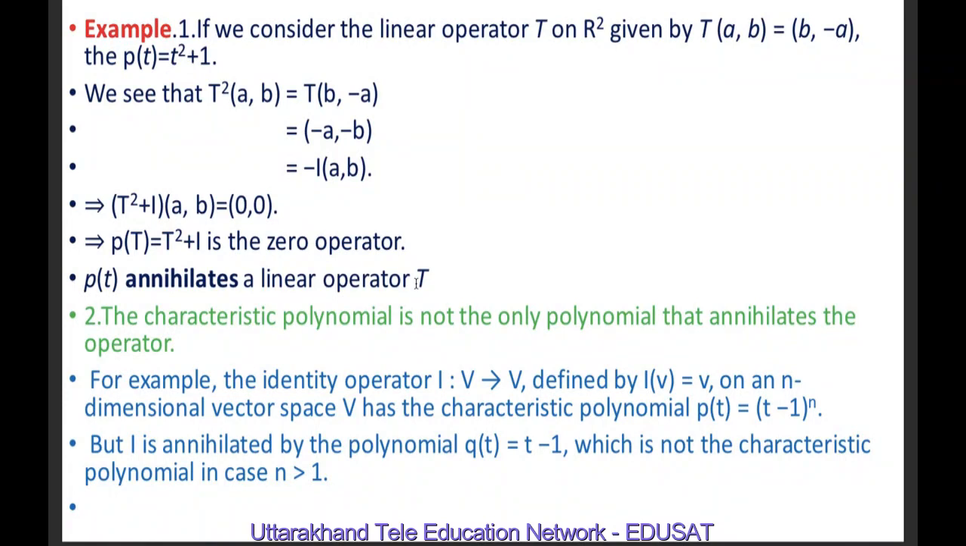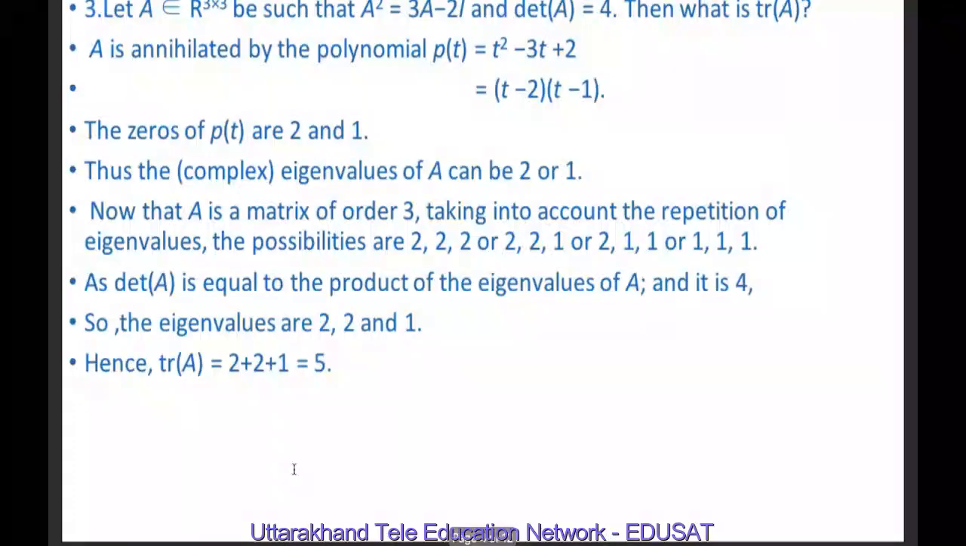Now the characteristic polynomial is not the only polynomial that annihilates the operator. For example, the identity operator I, if we define by I(v) equal to v for all v belonging to V, on an n-dimensional vector space V has characteristic polynomial p(t) equal to (t minus 1) raised to power n. But I is annihilated by the polynomial q(t) equal to t minus 1 because the zero of this polynomial is t equal to 1. And this is not a characteristic polynomial if n is greater than 1.